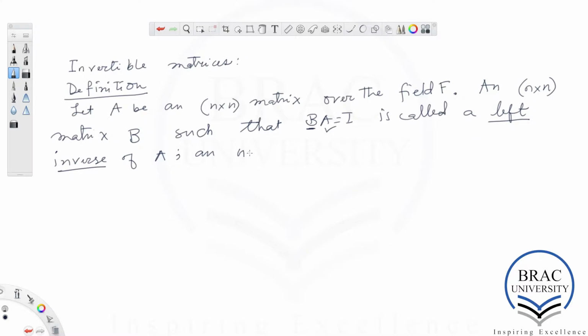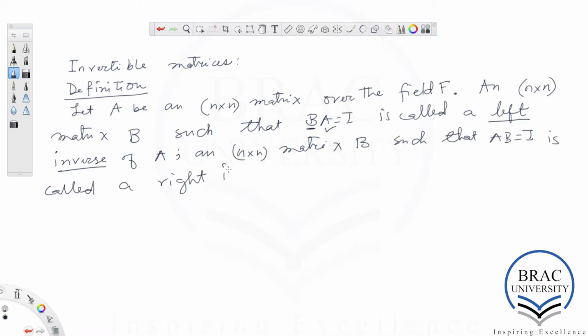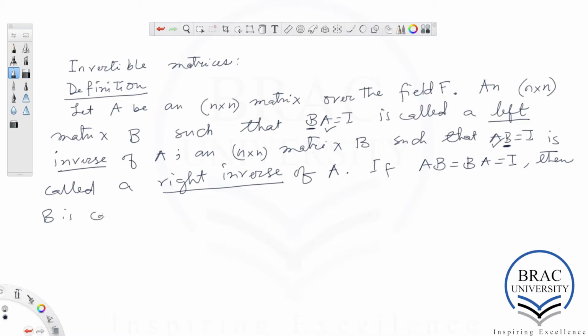On the other hand, an n times n matrix B such that AB is equal to I is called a right inverse of A. So this matrix B is called the right inverse of this n times n matrix A. If A times B is equal to B times A is equal to the identity matrix of size n cross n, then B is called a two-sided inverse of A.